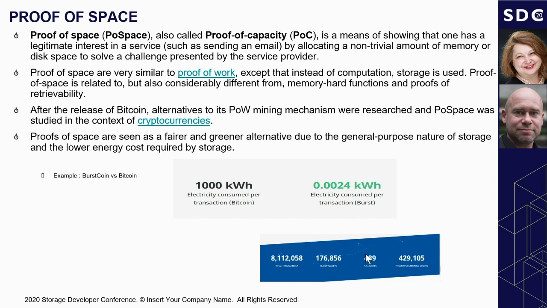This is an alternative to Bitcoin and the proof of work algorithm as a mining method, and one of the ways to mine cryptocurrency. Proof of space is more energy efficient. For example, you're using 1000 kilowatts versus 0.24 kilowatts, that's Bitcoin versus Burstcoin. So Bitcoin is using 1000 kilowatts since you're using computational CPU power versus the storage memory reads and writes.